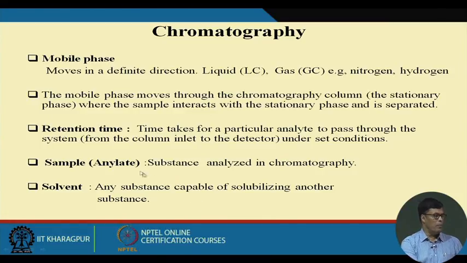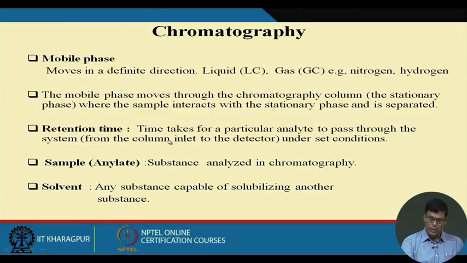Now, we have the mobile phase, as I told you. We have liquid, we have gas. For gas we use nitrogen, hydrogen, helium. The mobile phase moves through the chromatography column, the stationary phase, where the samples interact with the stationary phase and are separated. The retention time is very important as far as gas chromatography is concerned.